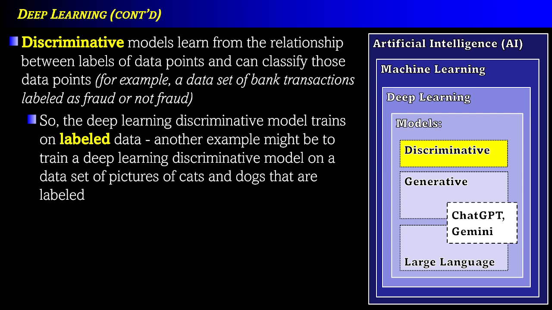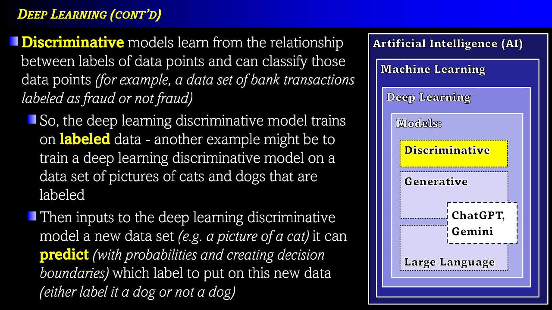Another example might be to train a discriminative model on, say, a set of pictures of cats and dogs that are labeled cat and labeled dog. Then you input into that deep learning discriminative model a new data set. So a picture of a cat, and see if it can predict using probabilities, using decision boundaries, what label to put on this. Should it label it a dog or not a dog, or cat or not a cat?